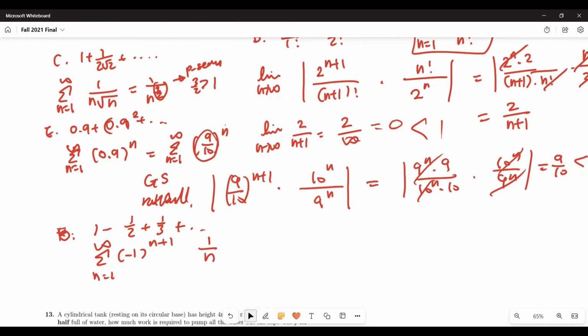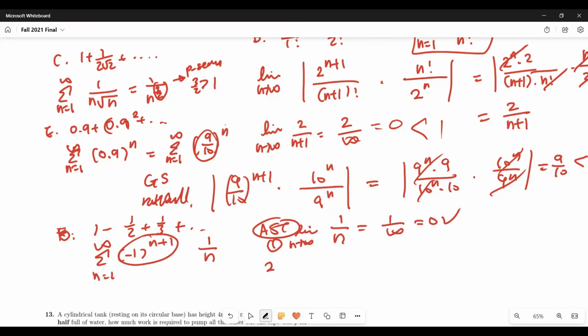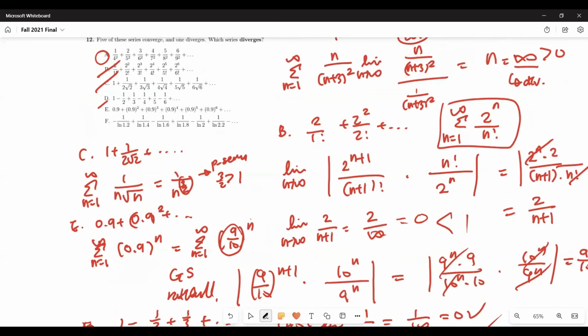And now, since the signs are alternating, I'm going to use the AST, alternating series test. So 1 over n, and the limit as n goes to infinity is 1 over infinity, which is 0. So we met the first condition, and is it decreasing? Yes. 1 over 2, 1 over 3, so it's constantly decreasing. So this is converging, so this is not diverging, and E is also not right.